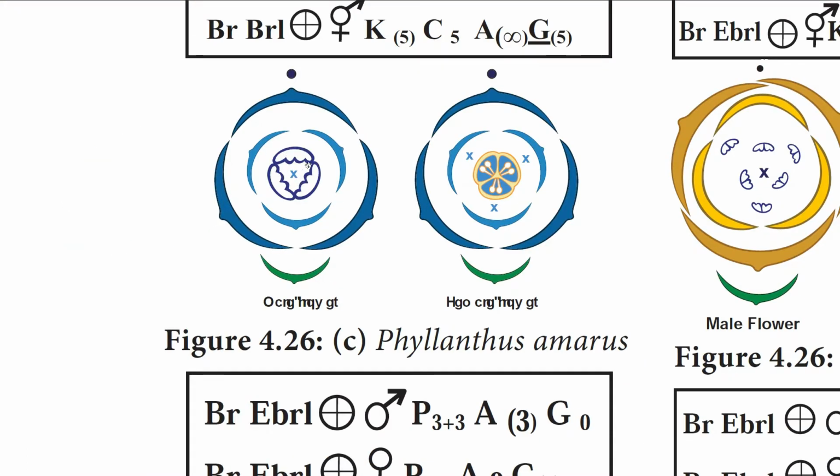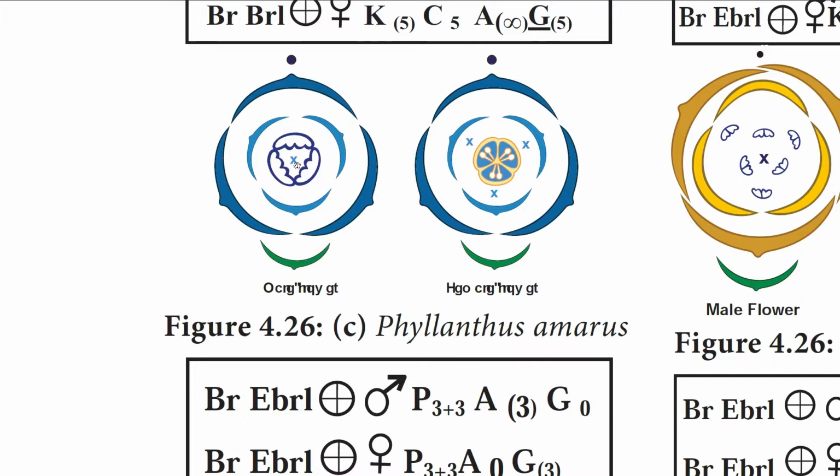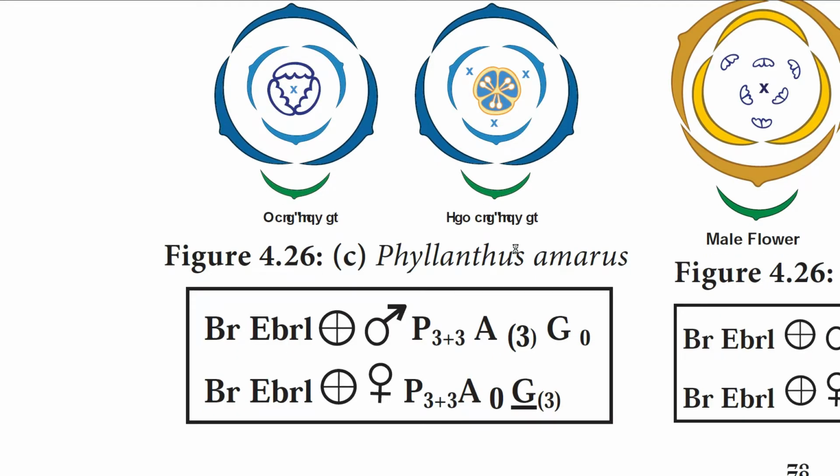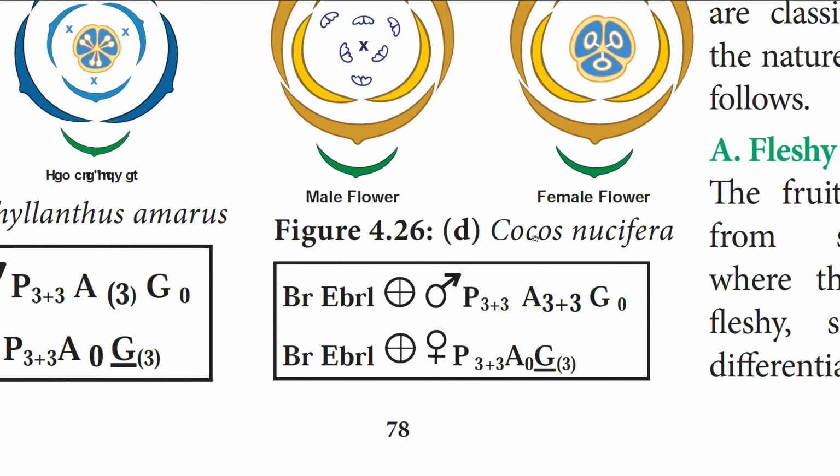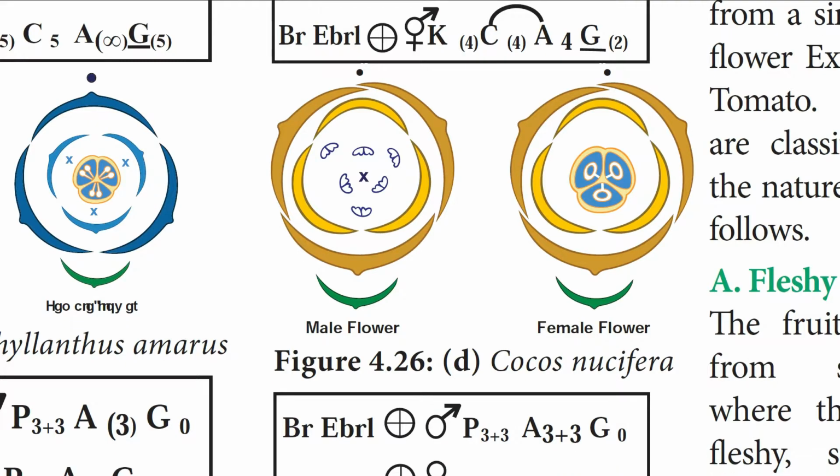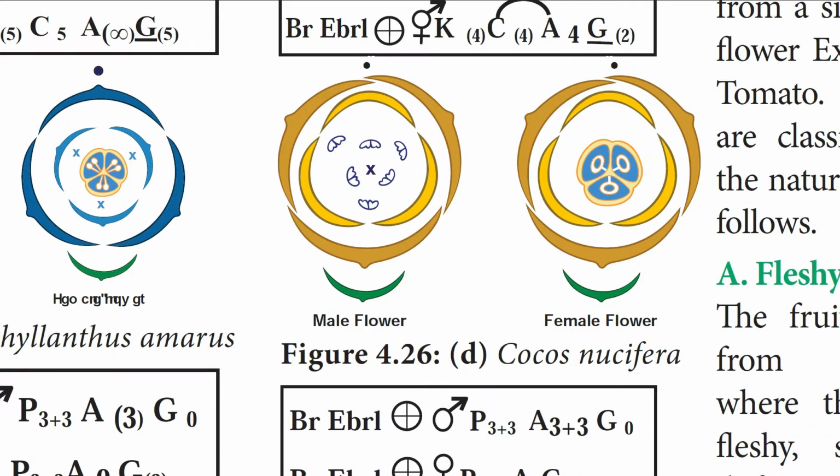The male flower has 3 stamens which are united, joined together. The cross in the middle represents that the gynoecium is absent, and it is a staminate flower. The female flower has a 3 locular syncarpous ovary, 3 carpels joined together, that is a tricarpellary syncarpous ovary, with ovules in axile placentation. The next example is Cocos nucifera, that is coconut.